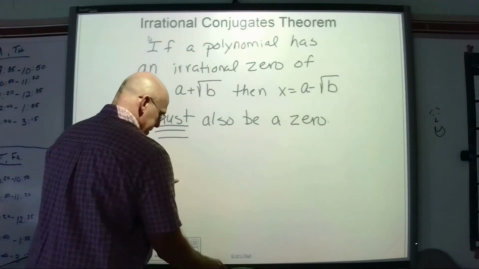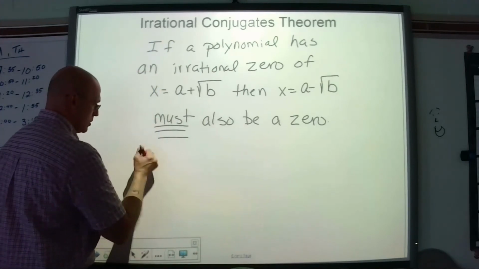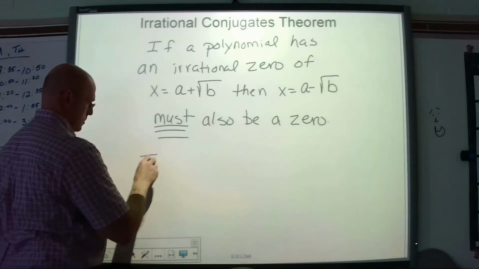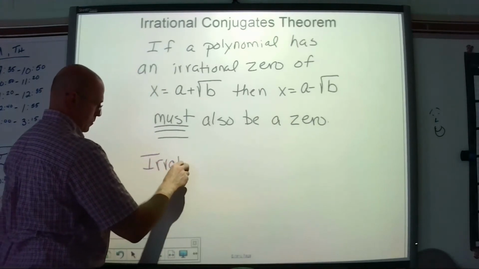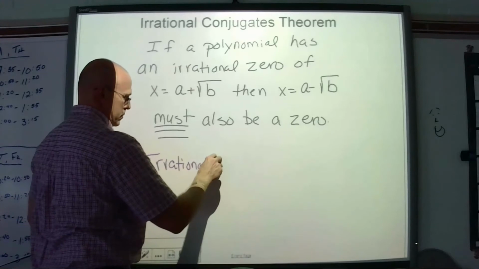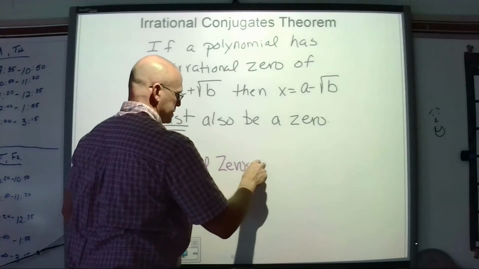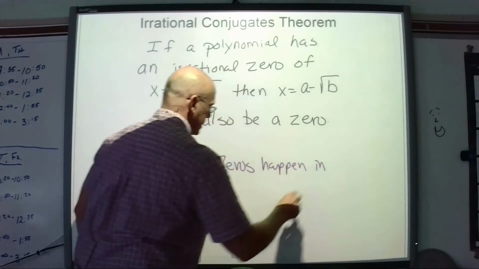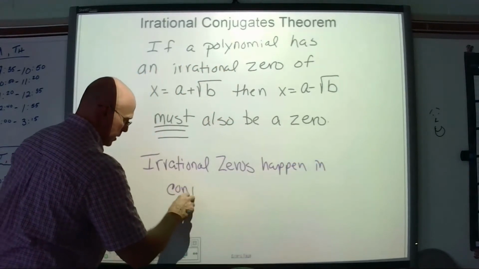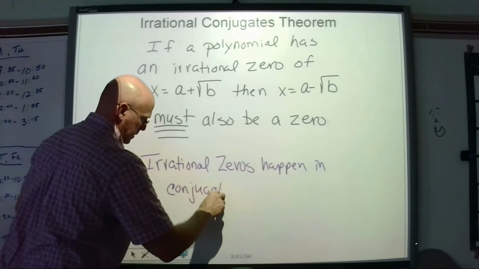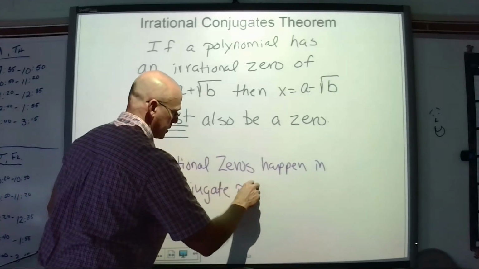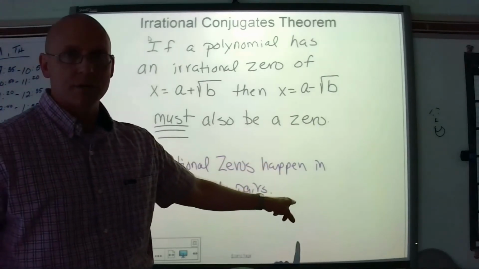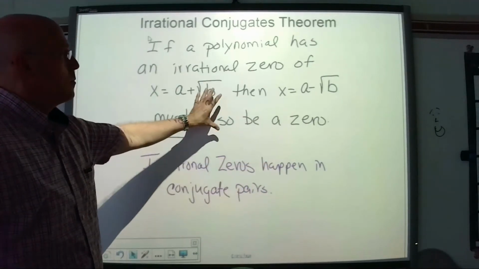So what this means is this. Irrational zeros happen in conjugate pairs. Irrational zeros always happen in conjugate pairs. All right.